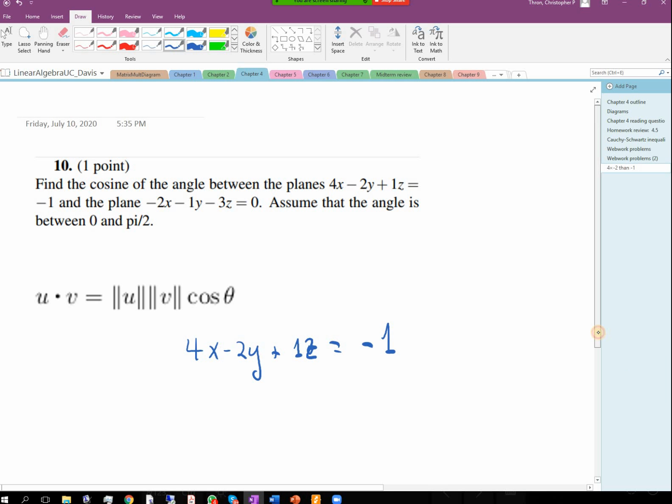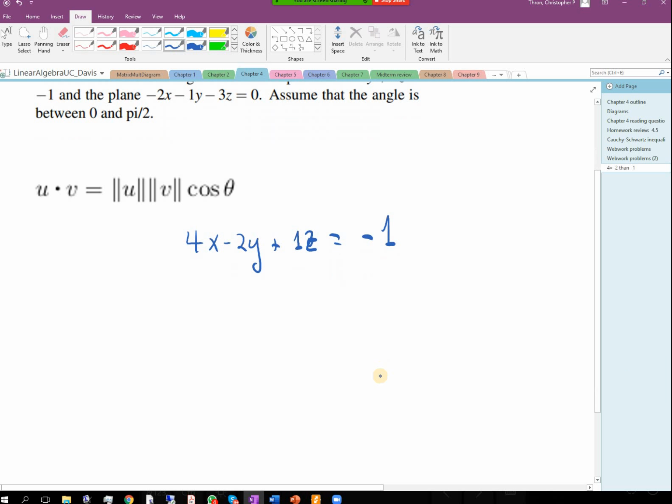Okay. All right. So let's, this can actually be written in the following way: (4, -2, 1) dot (x, y, z) is equal to -1. Oh, interesting.